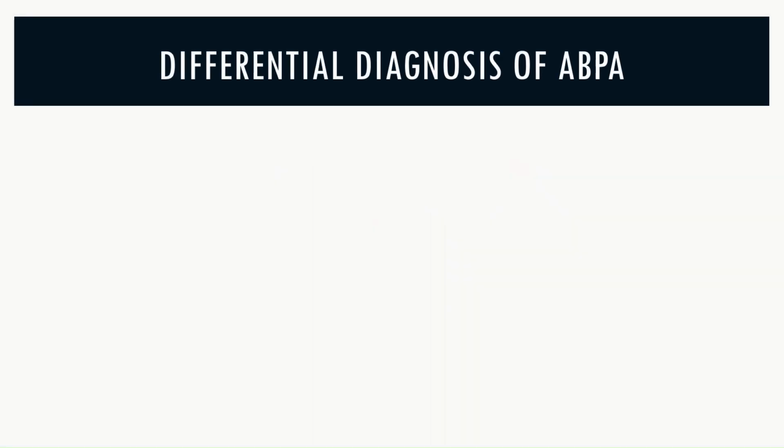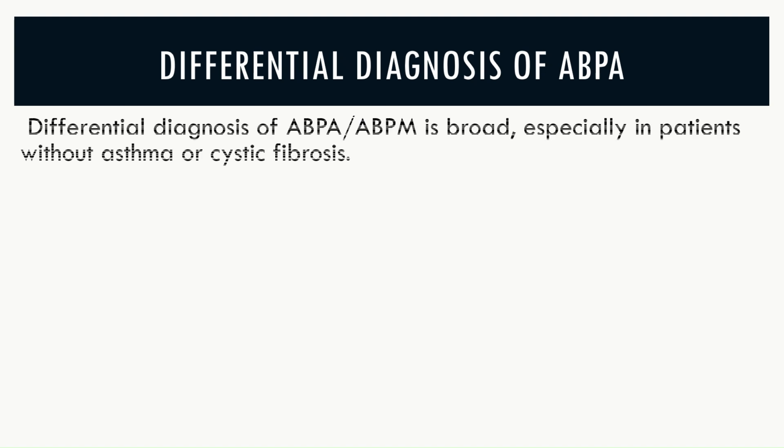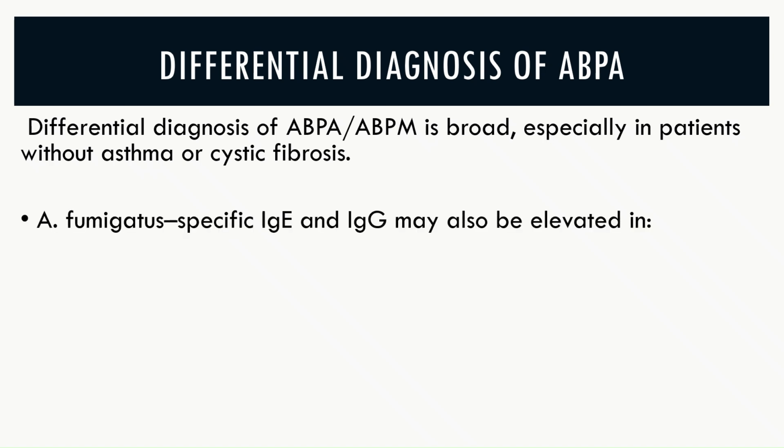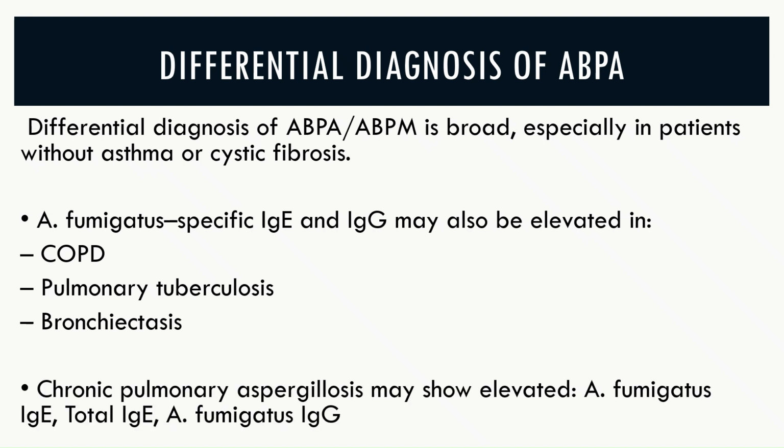Differential diagnosis of allergic bronchopulmonary aspergillosis and allergic bronchopulmonary mycosis is broad, and caution should be exercised when making diagnosis, particularly in patients without asthma or cystic fibrosis. Elevated Aspergillus fumigatus specific IgE and IgG may also occur in other respiratory diseases such as COPD, pulmonary tuberculosis, and bronchitis. Patients with chronic pulmonary aspergillosis may also show elevated Aspergillus fumigatus specific IgE, total IgE, and Aspergillus fumigatus specific IgG.